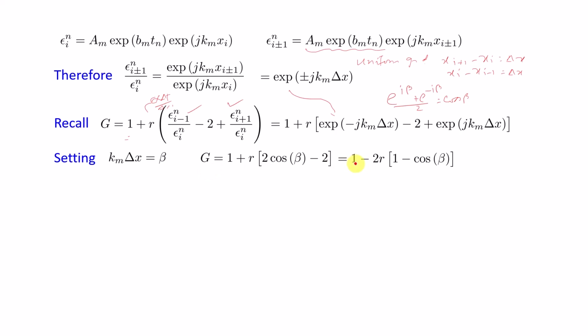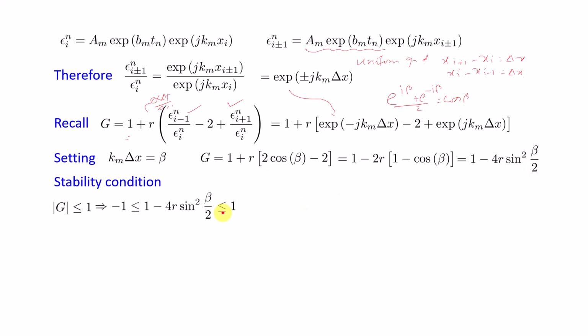We write this as 1 minus 2r, 1 minus cos of beta, and 1 minus cos of beta we can write as 2 sine square beta by 2, the usual trigonometric identity. Now our goal is to see that for the worst case scenario, I want to keep my g in absolute value less than 1. This is my condition. So what will be the worst case scenario? What would be the value of beta that will give me maximum g? That's what I'm going to see.